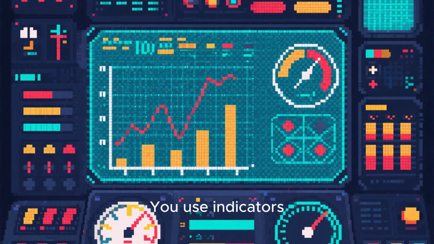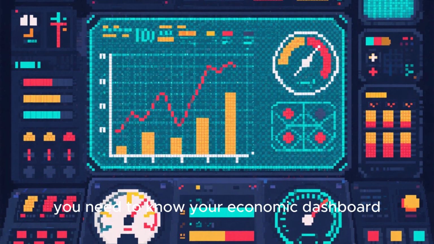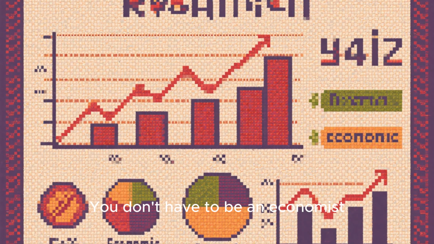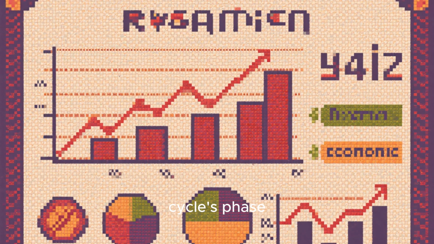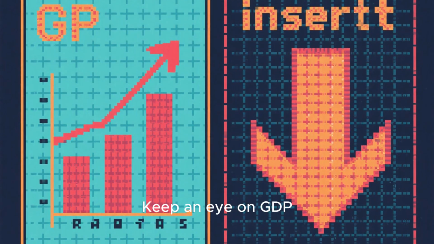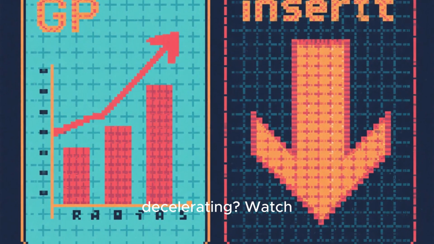You use indicators and simple instruments. First, you need to know your economic dashboard. You don't have to be an economist, but tracking a few key indicators can help you gauge the cycle's phase. Keep an eye on GDP growth. Is it accelerating or decelerating? Watch interest rates.